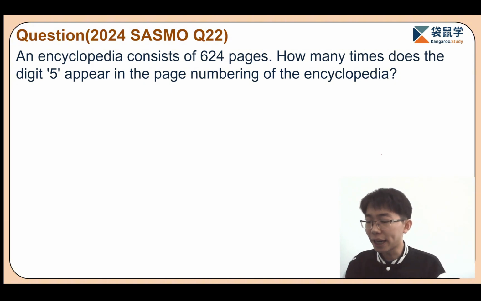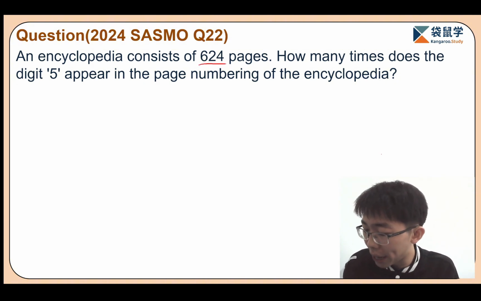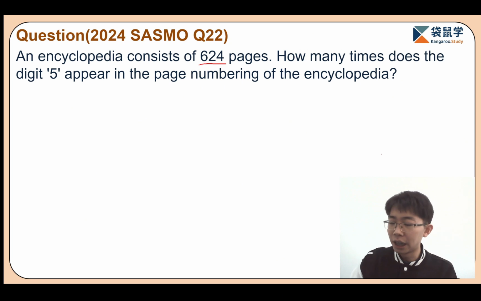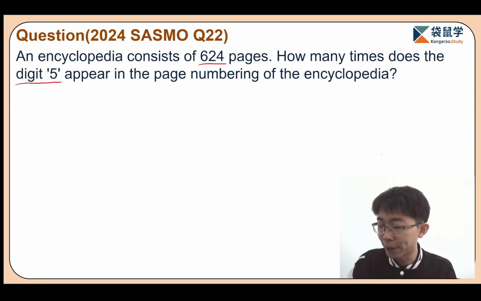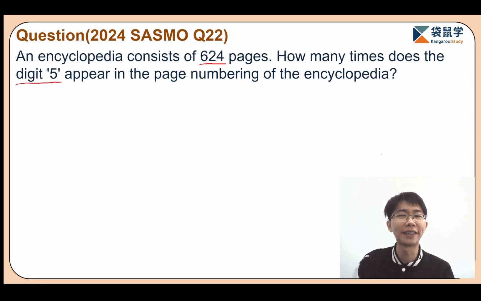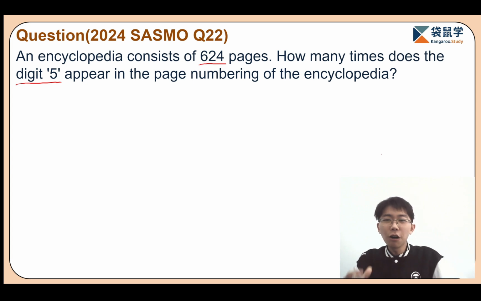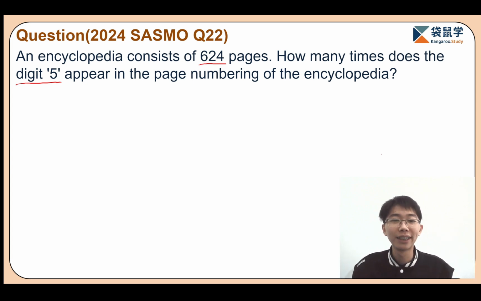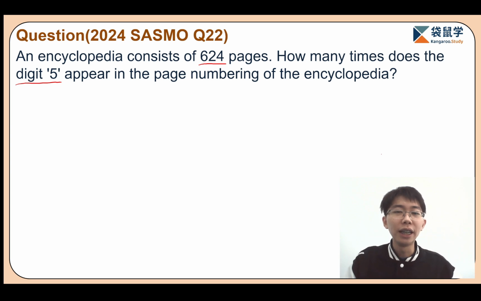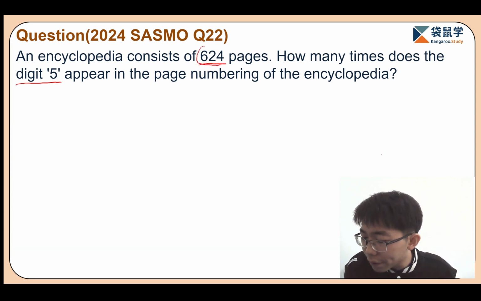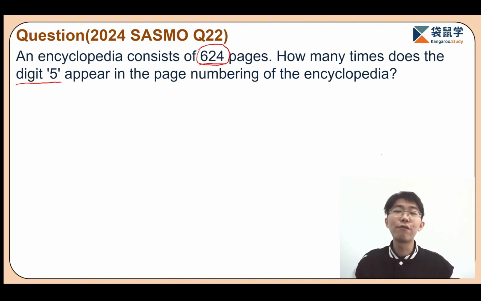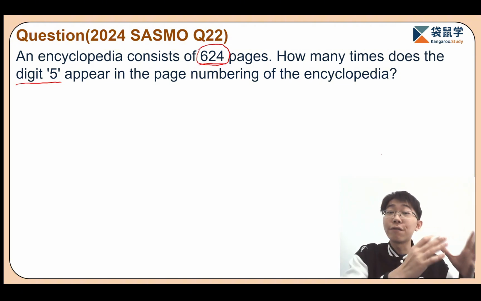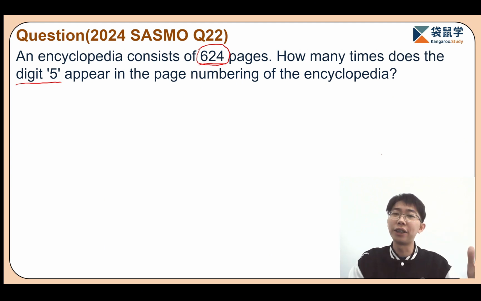An encyclopedia consists of 624 pages. How many times does the digit 5 appear in the page numbering of the encyclopedia? How do we find out? You see, in this question, the true difficulty is that there are 624 pages. If you are going to list down the number of digit 5 within these 624 pages, there will be a lot. So that is very time consuming.